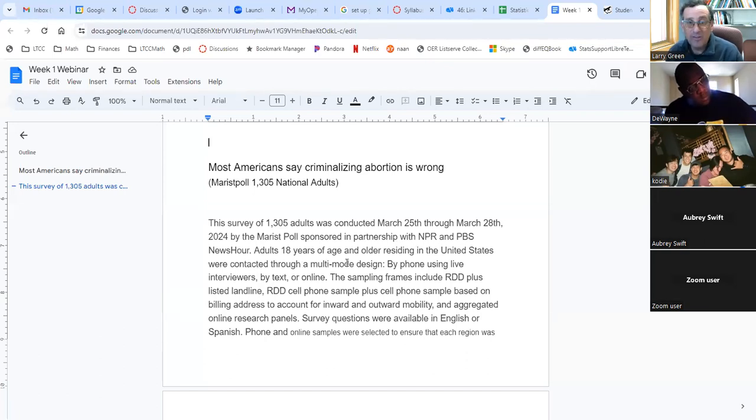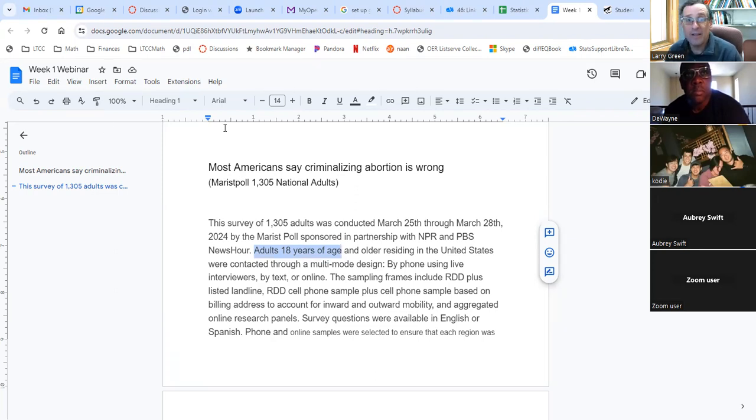Adults 18 years of age and older residing in the United States were contacted through a multiple mode design. Why, by the way, did they ask only adults? Any guesses? There's 2 reasons, by the way. Any thoughts? Register to vote, that's possible. But then they'd ask for registered to vote adults. Not everyone's registered to vote. I am, by the way. Okay. So let me tell you.